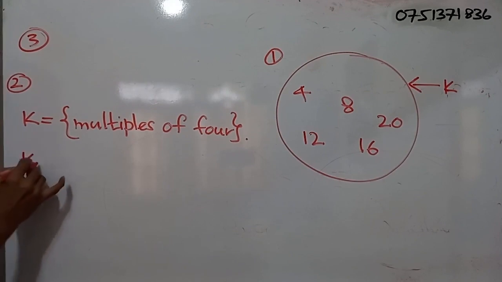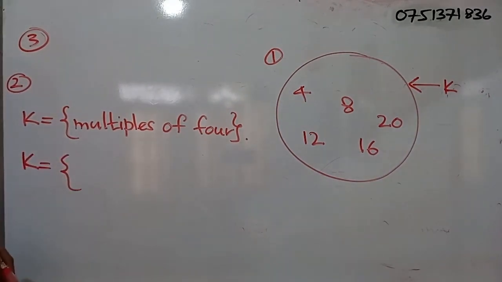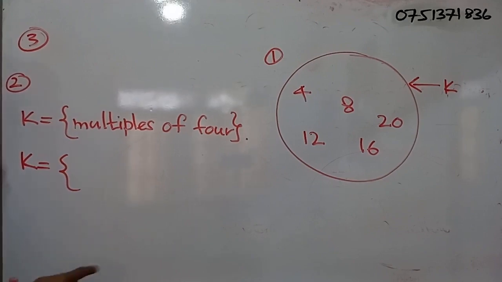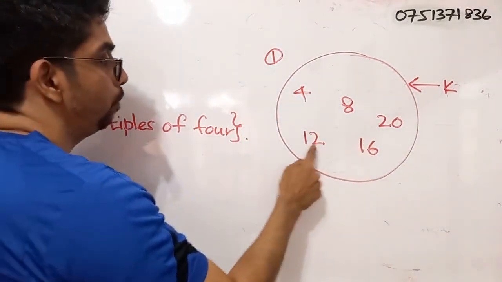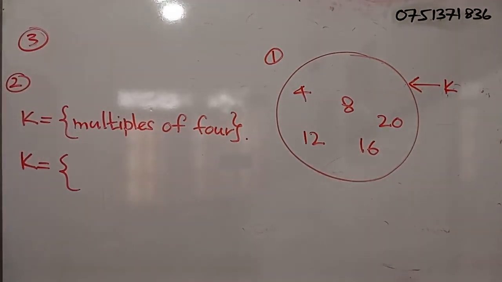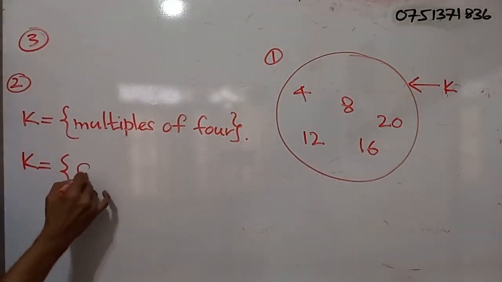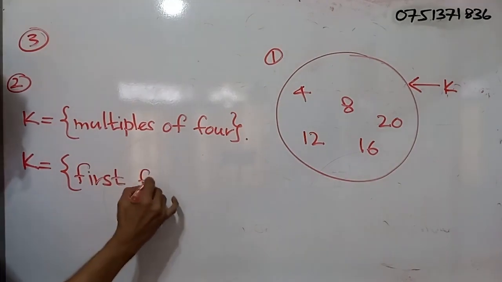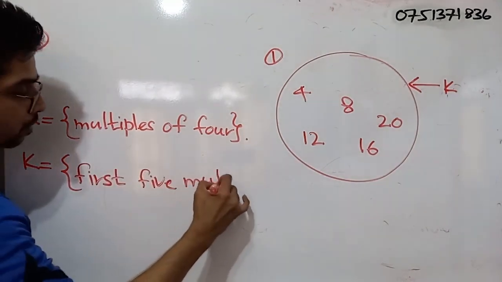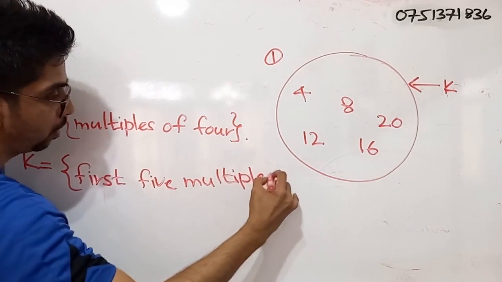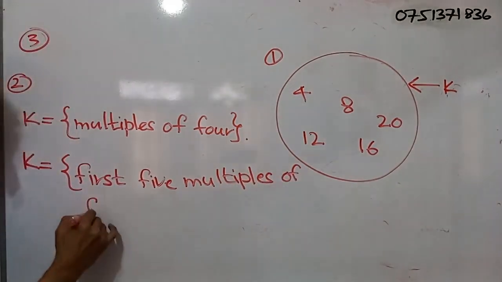To be somewhat specific, other than this, we can write what? How many multiples of 4 are there? 1, 2, 3, 4, 5. Right? So we can say first 5 multiples of 4.